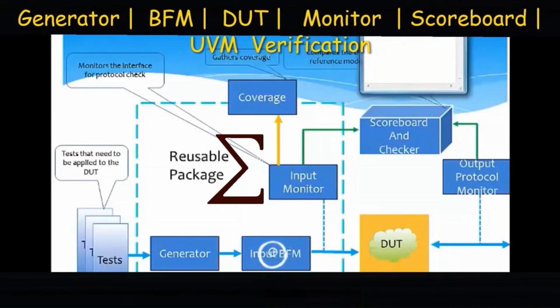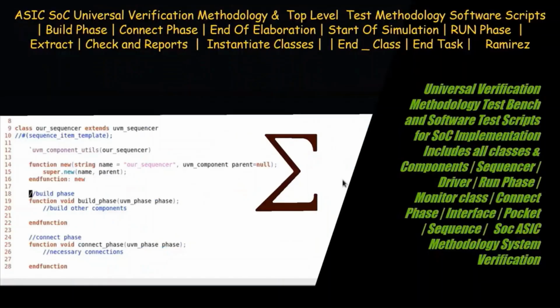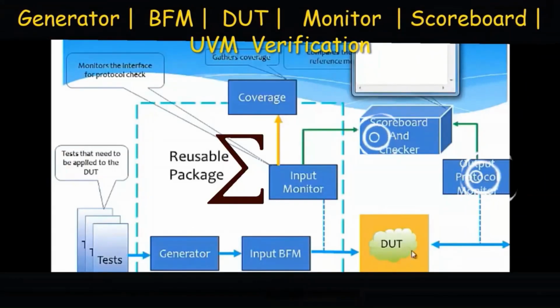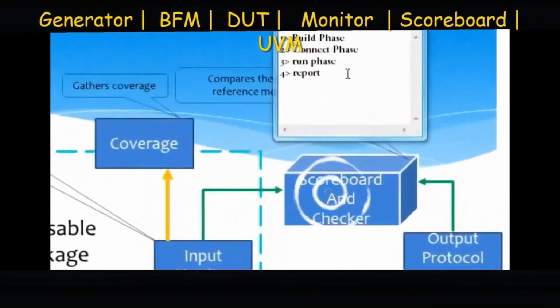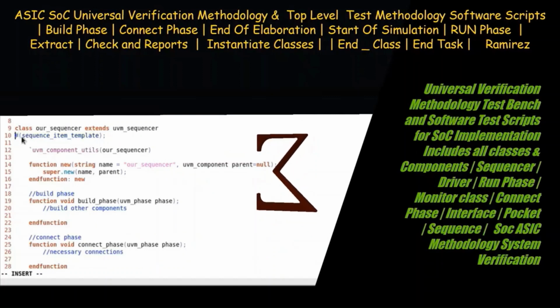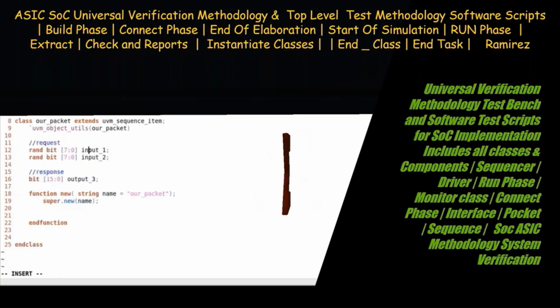The input packet and the output packet response are fed to the scoreboard and checker, which compares the response from the DUT, the device under test, and the reference model output. The build phase and physical connection of all components are done through the test generator, and the sending of the packets to the BFM is the most time-consuming part of the verification process.